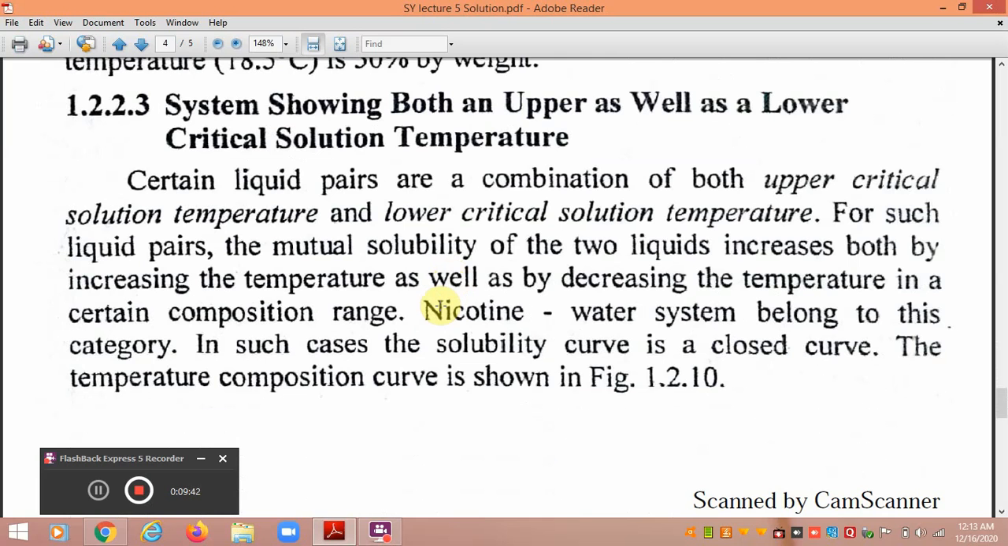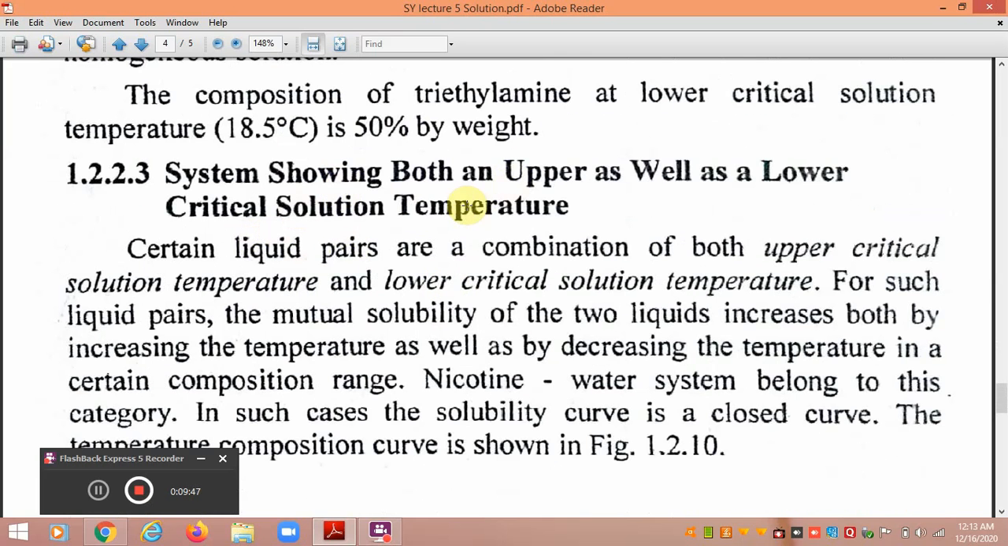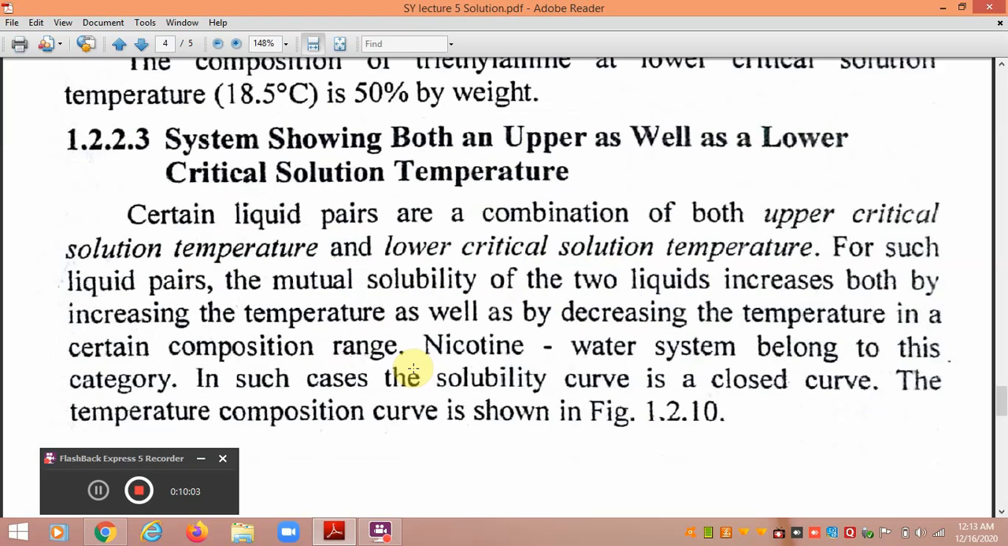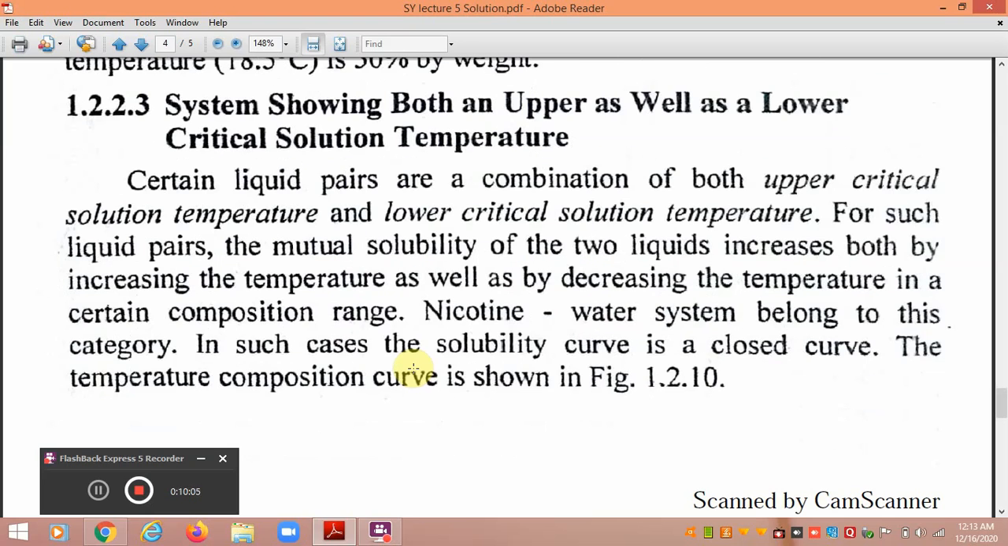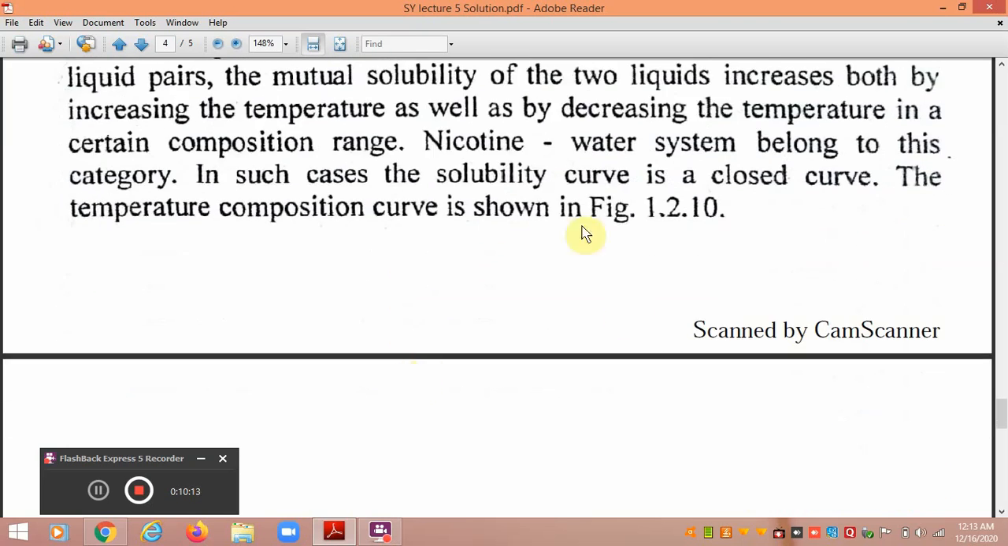Again, it is also observed that there are some systems which show both upper as well as lower critical solution temperature, and the example is the nicotine water system. These liquid pairs have both an upper critical solution temperature and a lower critical solution temperature. For such liquid pairs, the mutual solubility of the two liquids increases both by increasing the temperature as well as by decreasing the temperature in a certain composition range. The example is the nicotine water system, which belongs to this category.